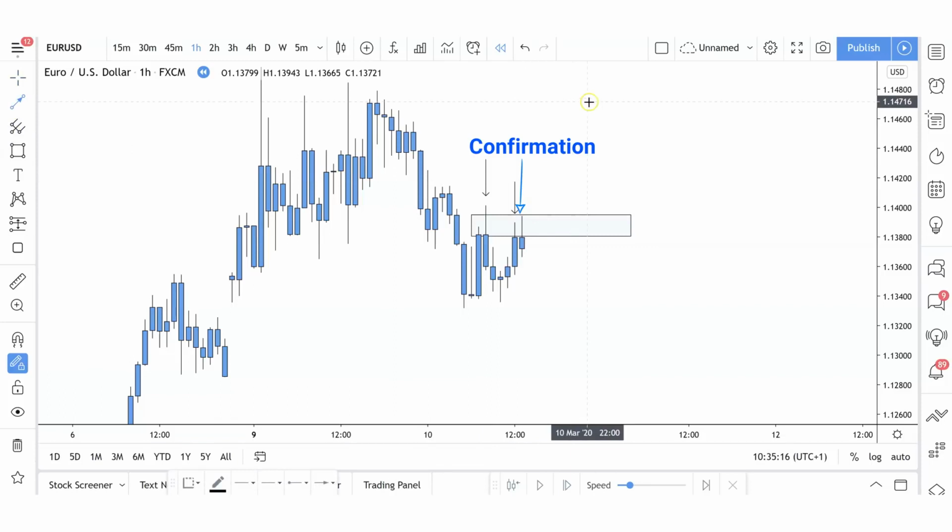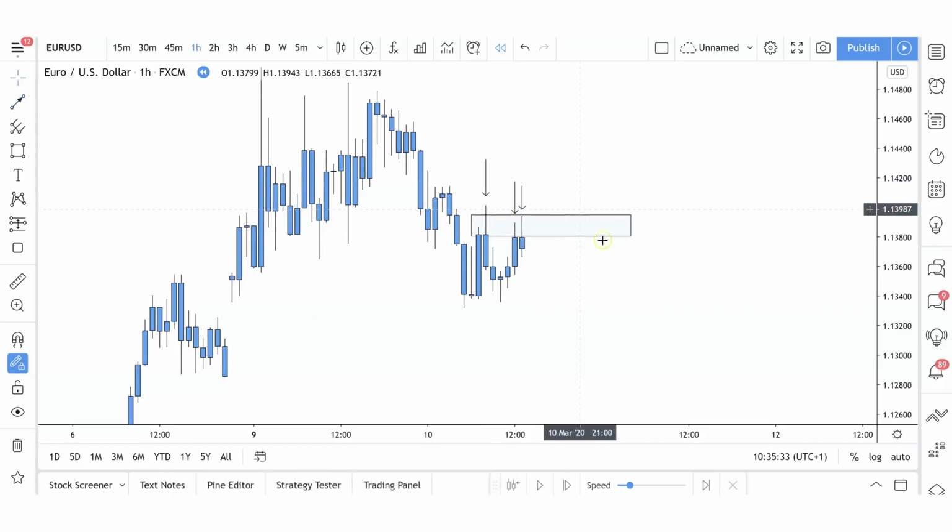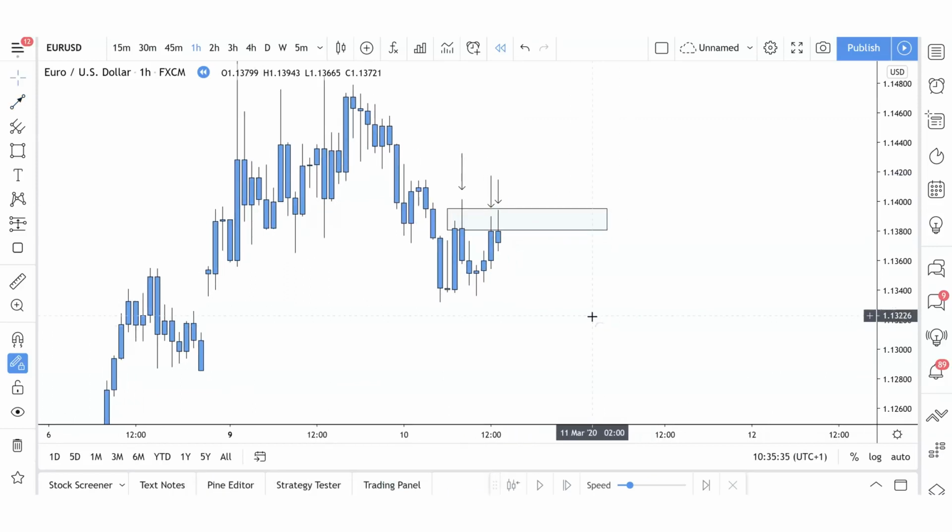Now, you're not looking for a perfect pin bar, or you're not looking for a kangaroo tail. You're not looking for anything that's perfect. You're looking to take trades with confluence. So our confluence is a downtrend, a level created, our first wick rejection, and our second wick rejection. Once you have this evidence, now it is time to take this trade.